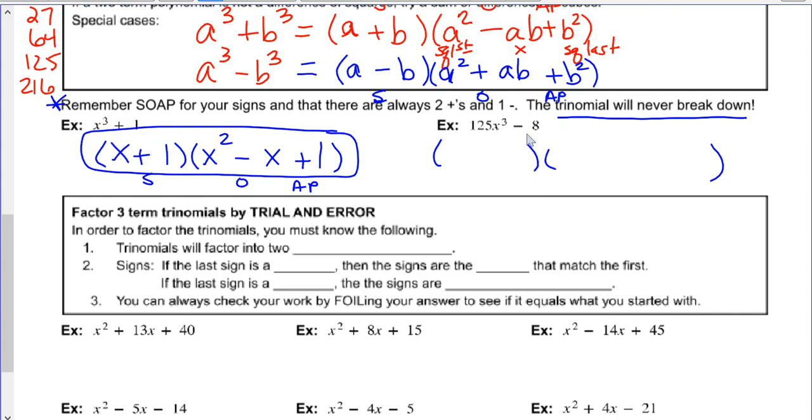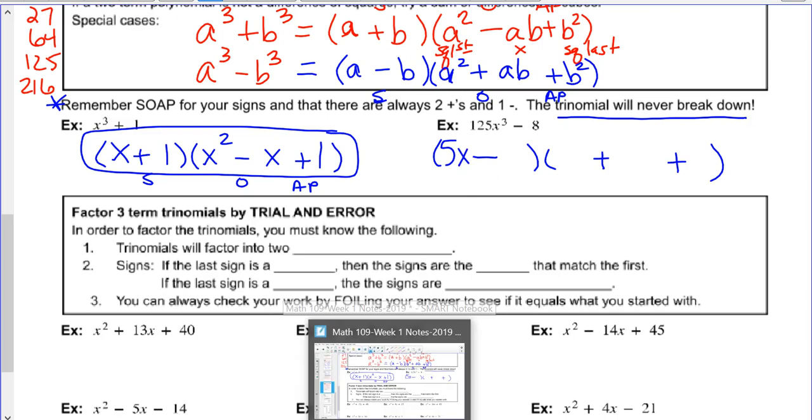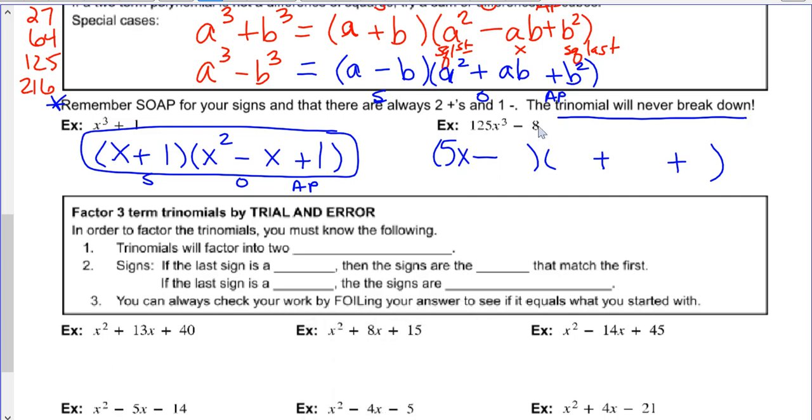Actually, let's first take care of our signs. If this is a minus, this is the same, this one is opposite, and this one is always positive. So what do I cube to get a 125x cubed? The answer should be 5 and an x. What times what times what gives me an 8? What do I cube to get an 8? Well, I hope that you say it's a 2. So again, knowing those perfect cubes from what we did on our radical section is going to be helpful for you as well.